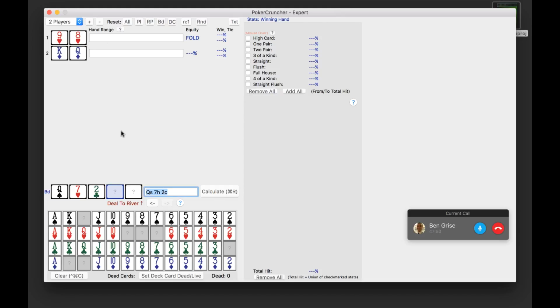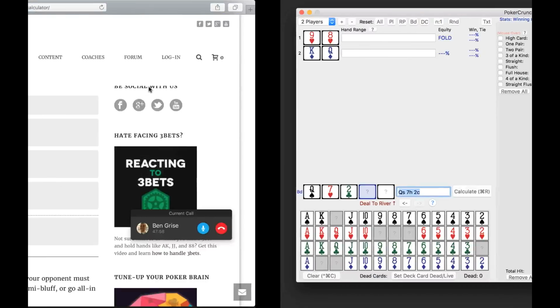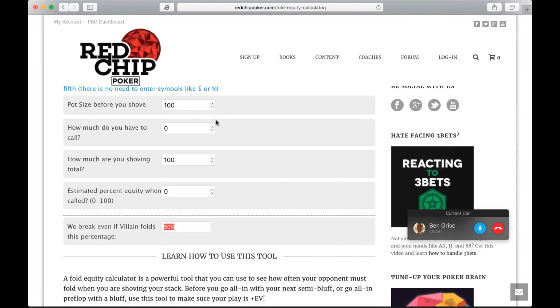Did you see the way I calculated that or no? You hit the calculate button. Yeah. I mean, I clicked the wrong button and now it's saying fold. But anyway, what you do is you take that percentage.